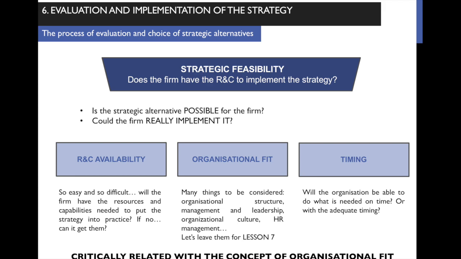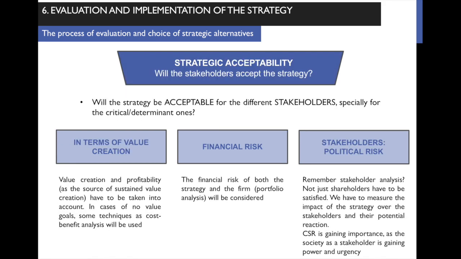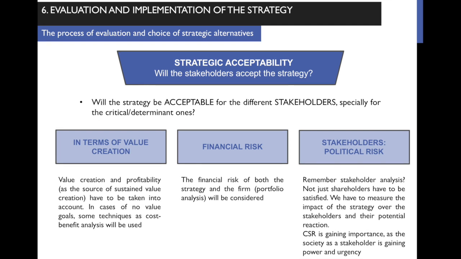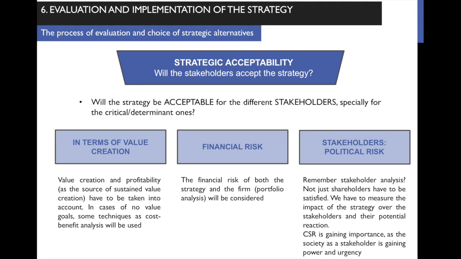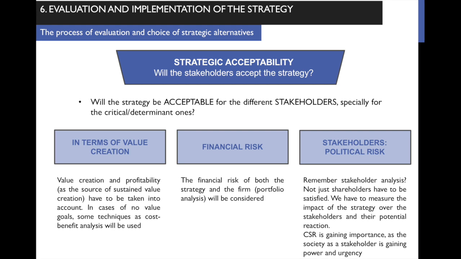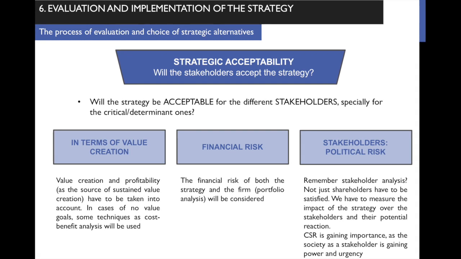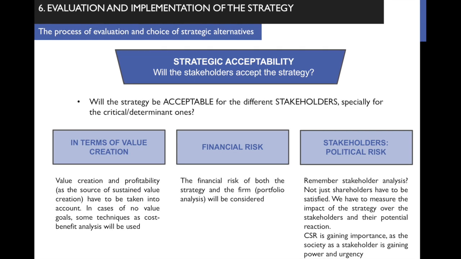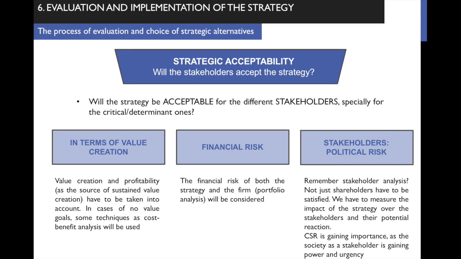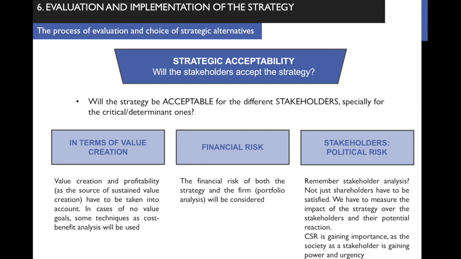What comes after? Acceptable. Acceptable for whom? Acceptable for the stakeholders, especially for the critical and determinant ones. If stakeholders are latent, it's not so important for the strategy. Well, acceptable for the stakeholders in which terms? First of all, for the shareholders in terms of value creation. Value creation, maximizing the value of shareholder funds in the long run, this is the main goal of the firm. So they have to be acceptable in those terms.